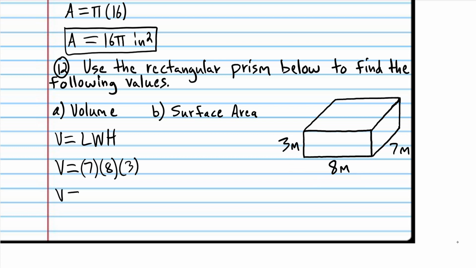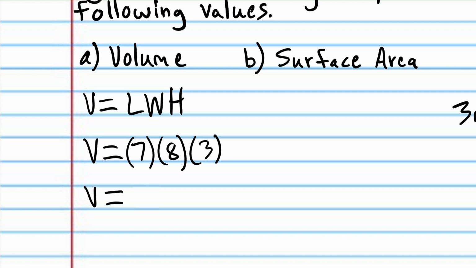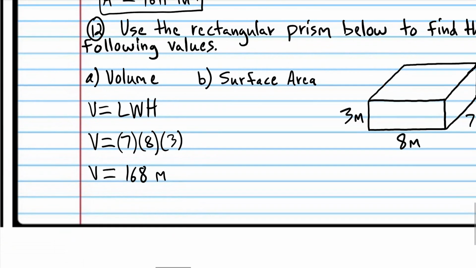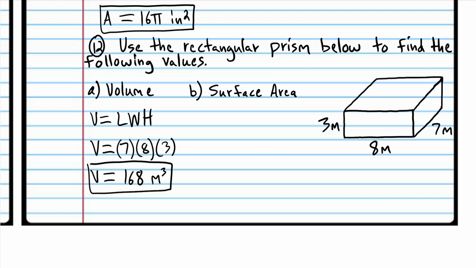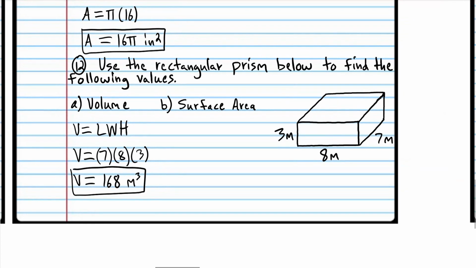The width would typically be 8, this bottom part here, 8 meters, and the height is 3 meters. So if you multiply those together, 7 times 8 is 56. 56 times 3 is 168. And we write cubic meters, because this is volume that we're talking about. Volume is 3-dimensional, area is 2-dimensional, and length is 1-dimensional.